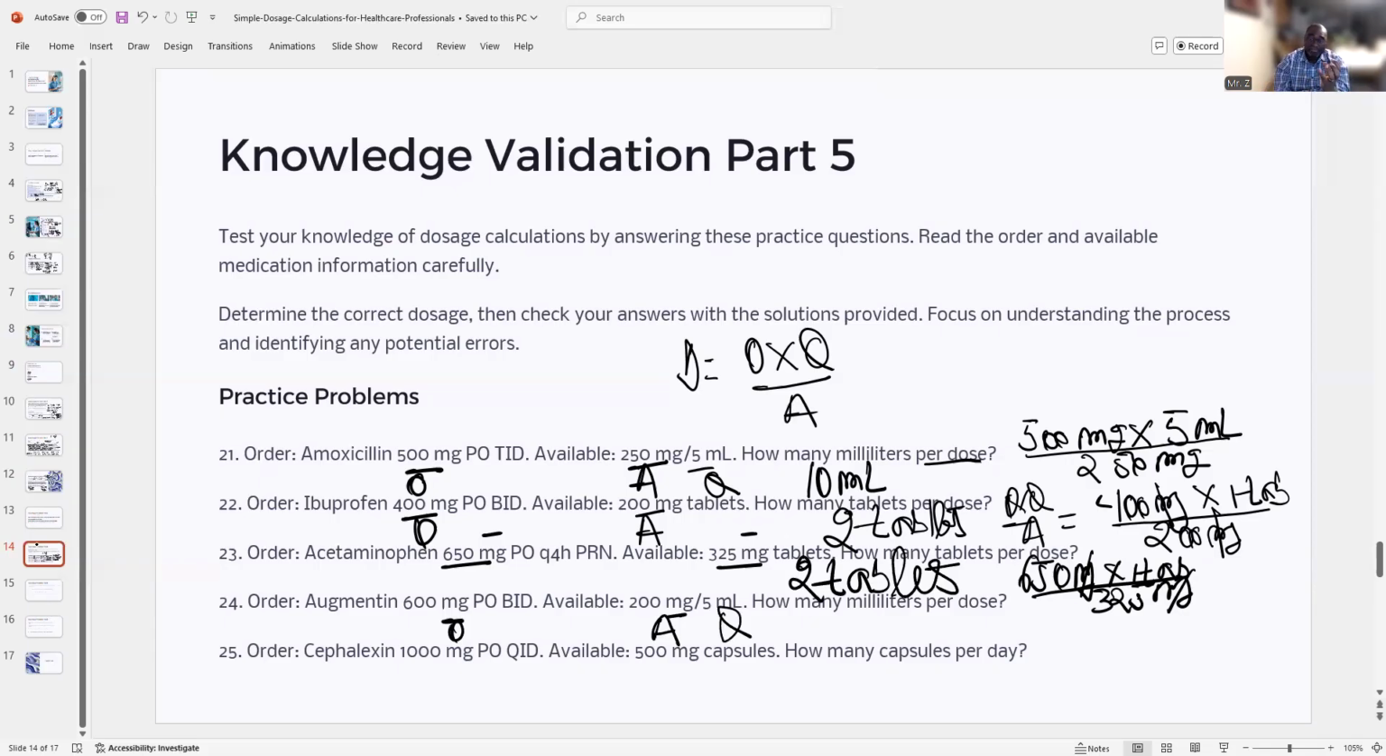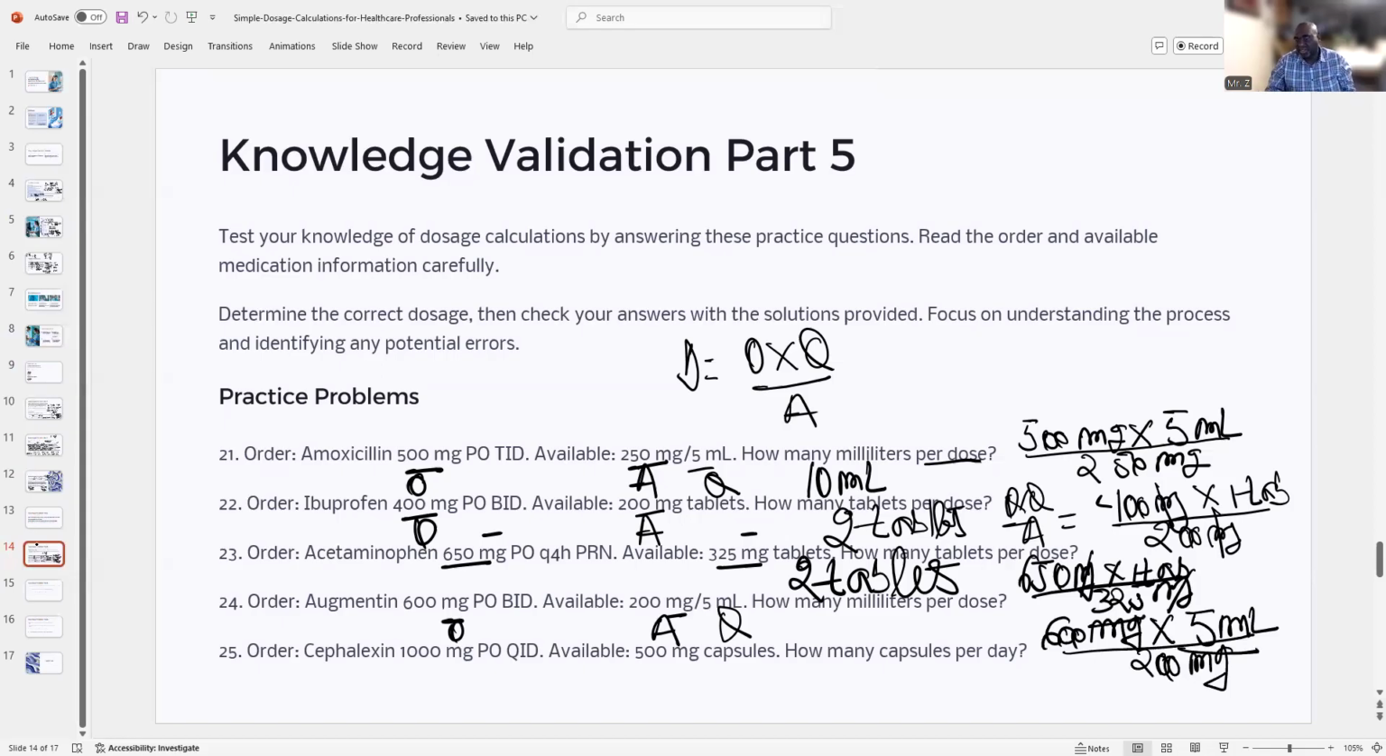So 200 milligram is your available, 5 milliliter is your quantity. For any liquid form of medication, the quantity is expressed in milliliters. So on that one, you're going to have 600 milligram multiplied by your quantity, which is 5 milliliter, divided by available, which is 200 milligram. This milligram and that milligram, you will cancel out.